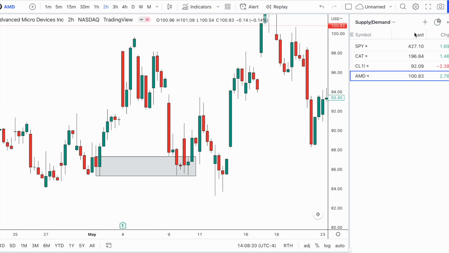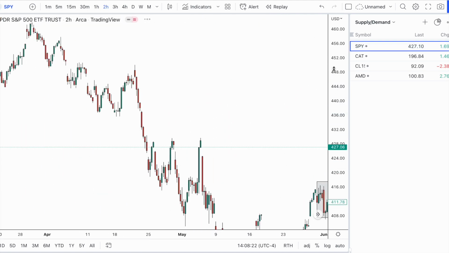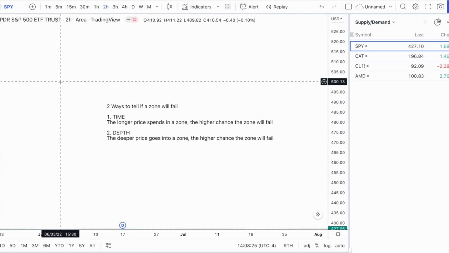So all in all, if we go back, the two things to remember: time and depth. The longer price spends in a zone, the higher chance the zone will fail, and the deeper price goes into a zone, the higher chance the zone will fail.